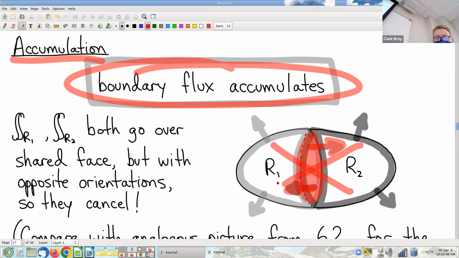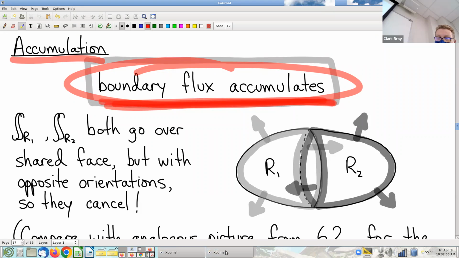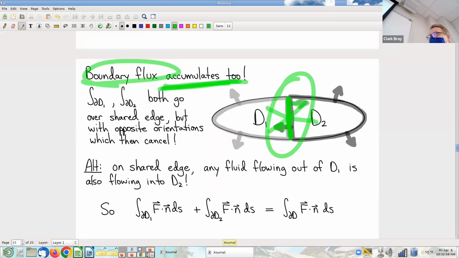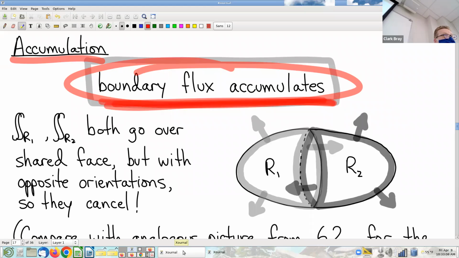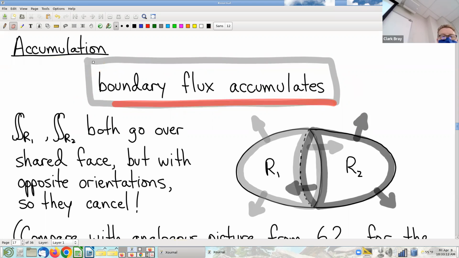So this new accumulating quantity that we have, boundary flux through the boundary of a solid, it's really just a rehash. It's a ripoff of an idea that we already talked about. It's just a three-dimensional version of this. What do you think? Everybody happy with that? Okay. All right.